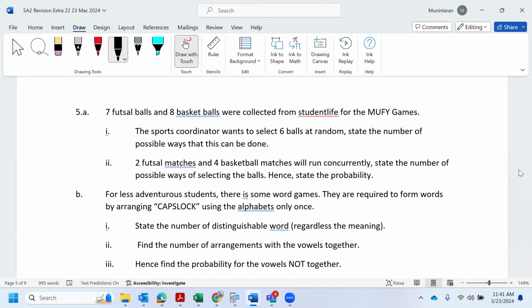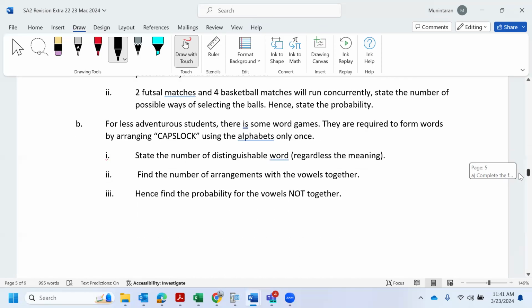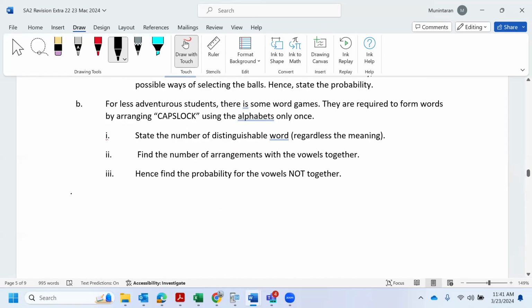7 futsal balls and 8 basketballs were collected from the student life for the MUFY game. They want to have 6 balls at random. So to select 6 balls at random without any restriction, they're all together 15, choose 6. So the number of ways: you have 15 balls and you're going to choose 6 of them, so you'll get 5005.